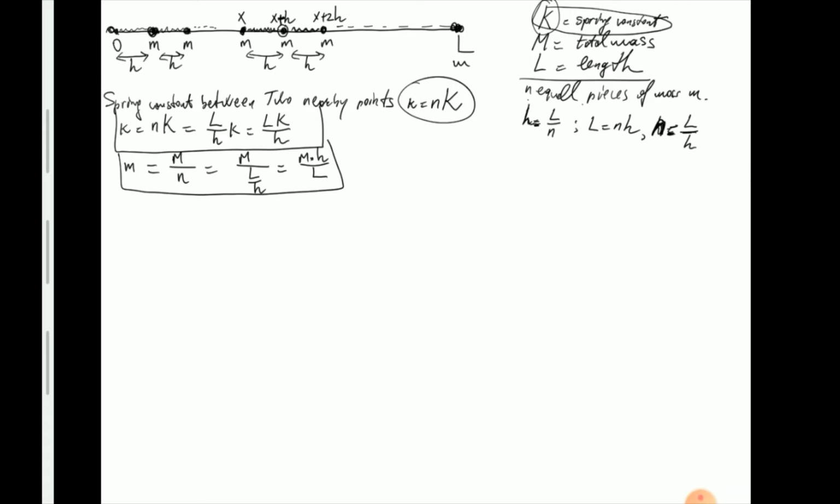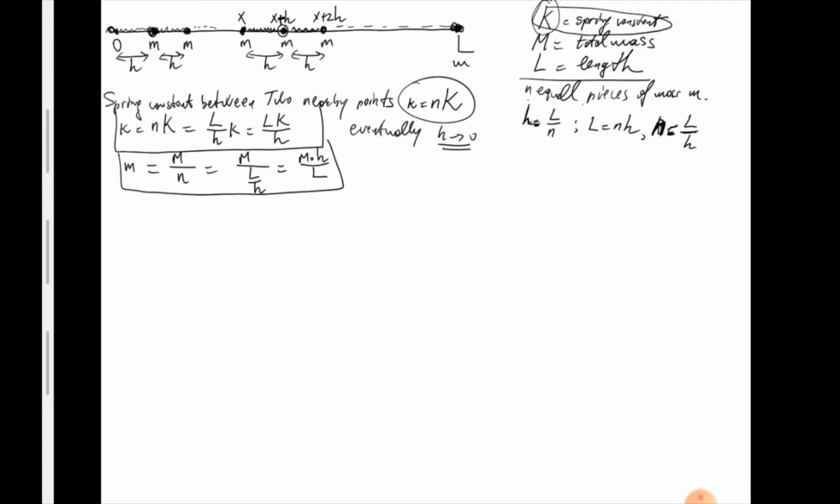The importance of writing this is because eventually, as you might guess, we're going to let h go to 0, because that will essentially approach the whole string, right? With h going to 0, n goes to infinity, so basically you have infinitely many points that form the entire vibrating string.